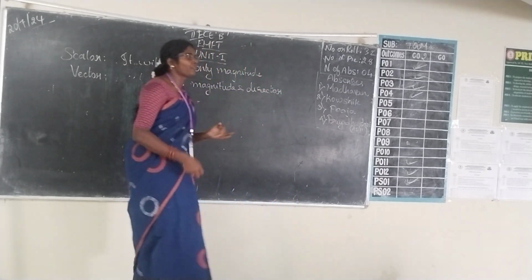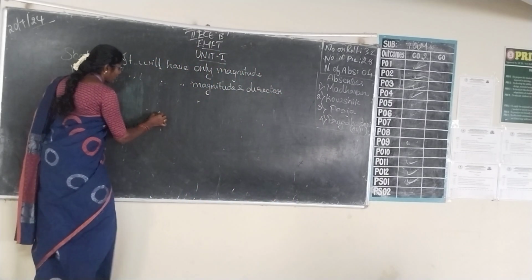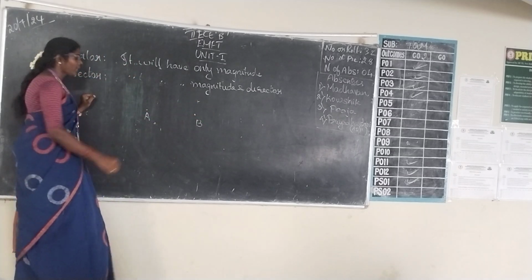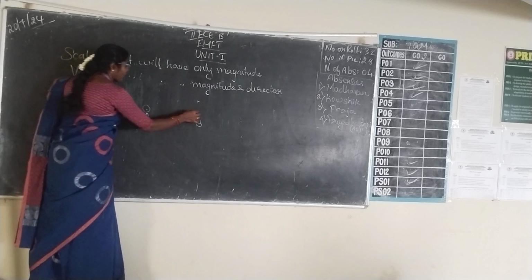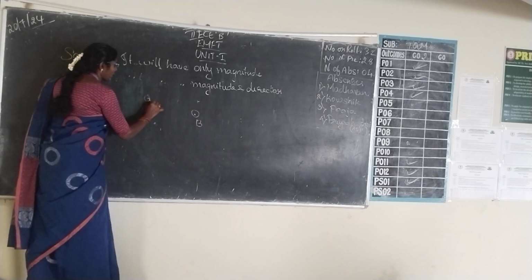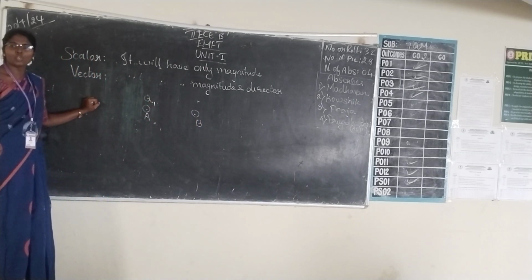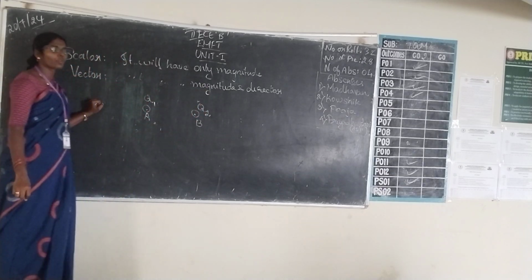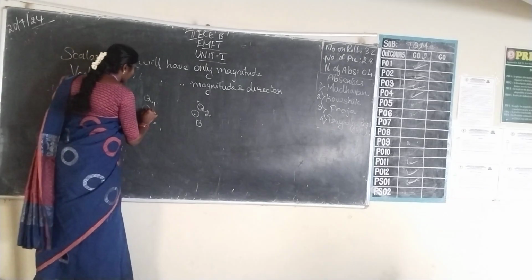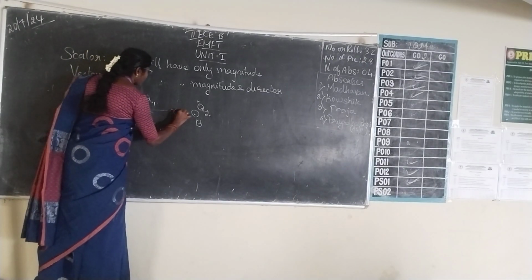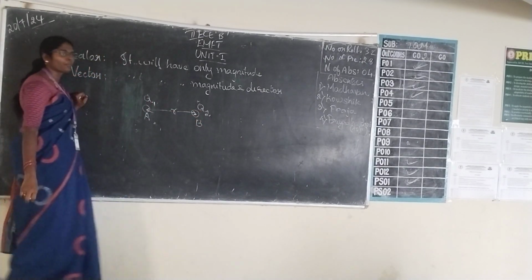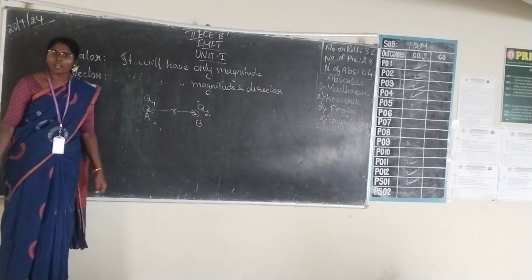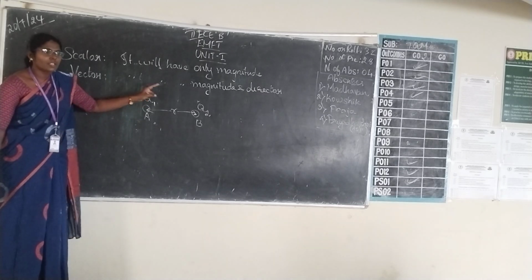If you are taking two points, a point A and a point B, point A having a charge of Q1 and point B having a charge of Q2, these two points are separated by a distance r. This is the basis for Coulomb's law: two point charges separated by a distance r.